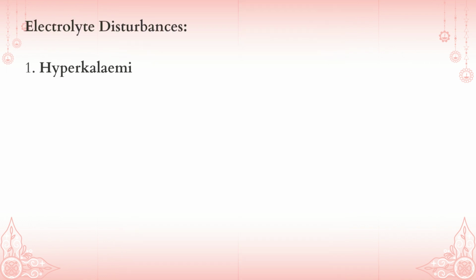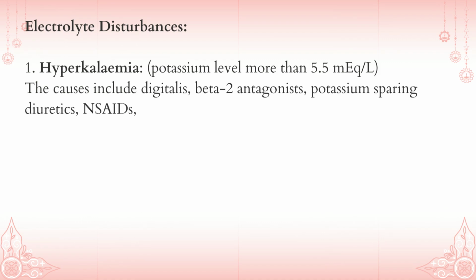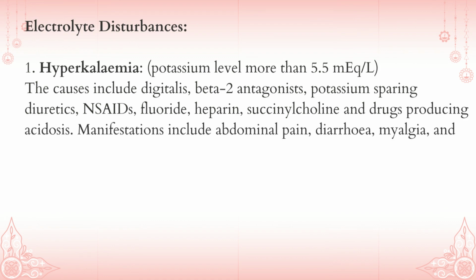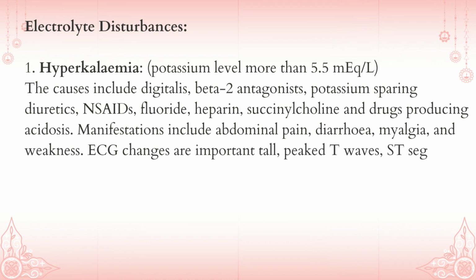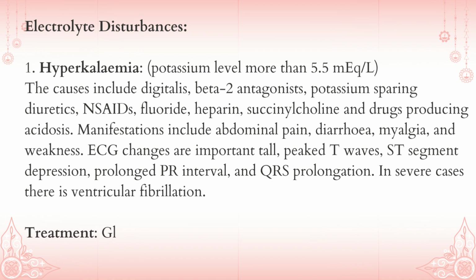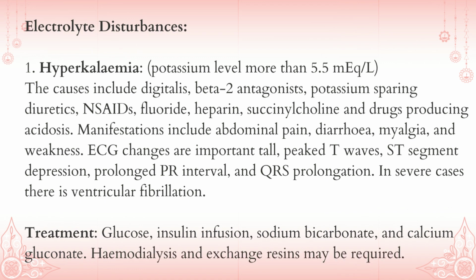Electrolyte disturbances. 1. Hyperkalemia. Potassium level more than 5.5 meq/L. The causes include digitalis, beta-2 antagonists, potassium-sparing diuretics, NSAIDs, fluoride, heparin, succinylcholine, and drugs producing acidosis. Manifestations include abdominal pain, diarrhea, myalgia, and weakness. ECG changes are important: tall, peaked T waves, ST segment depression, prolonged PR interval, and QRS prolongation. In severe cases there is ventricular fibrillation. Treatment: glucose, insulin infusion, sodium bicarbonate, and calcium gluconate. Hemodialysis and exchange resins may be required.